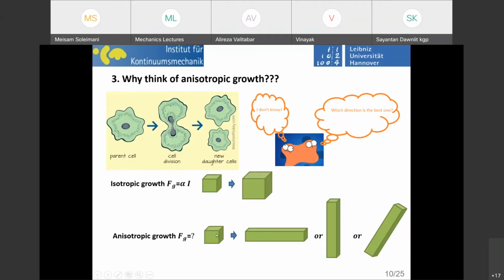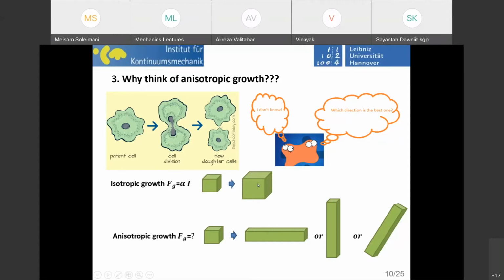So there is some preferred direction. For example, if you want to create, let's say, 1 cubic meter of new volume, in the case of isotropic growth this 1 cubic meter of new volume is distributed isotropically. So everything is symmetric. But in the case of anisotropic growth, if you start with this, then you might end up with this. Keep in mind that the volume of these two is the same.